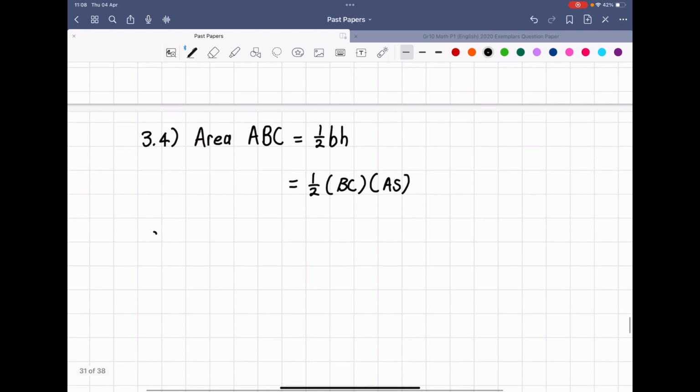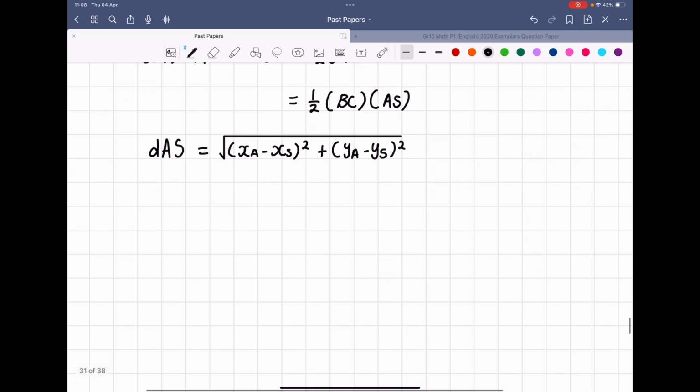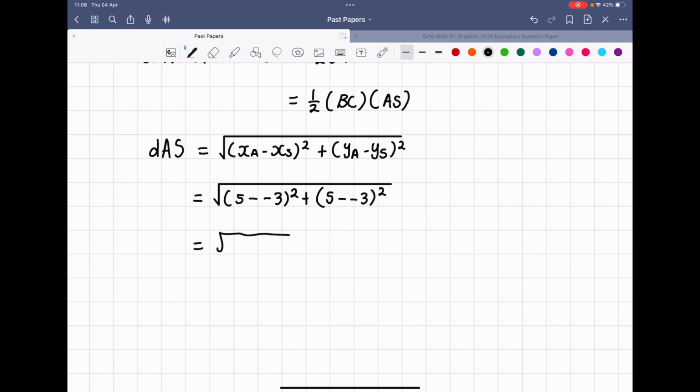So I need to first find AS, and I'm going to use the distance formula again. So this is going to be x of A minus x of S squared plus y of A minus y of S squared. And I'm going to substitute in the points. So x of A was 5 minus the x of S we found was minus 3 all squared, and then y of A is also 5 minus the y of S, which was also negative 3 all squared.